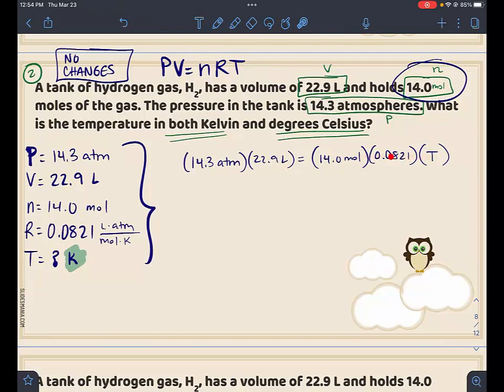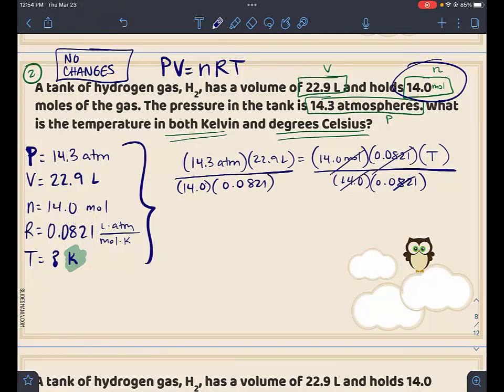We have to divide by these two numbers. So I'm going to divide both sides of the equation by 14 and 0.0821. I'm going to do that on both sides. Cross, cross, cross, cross. All right. So I get 14.3 times 22.9 divided by 14.0 and divided by 0.0821.